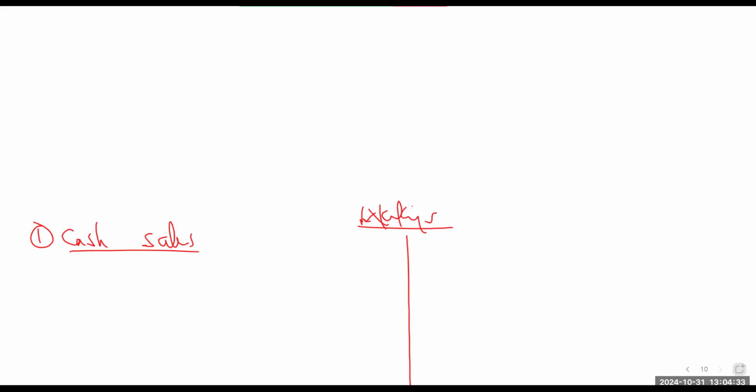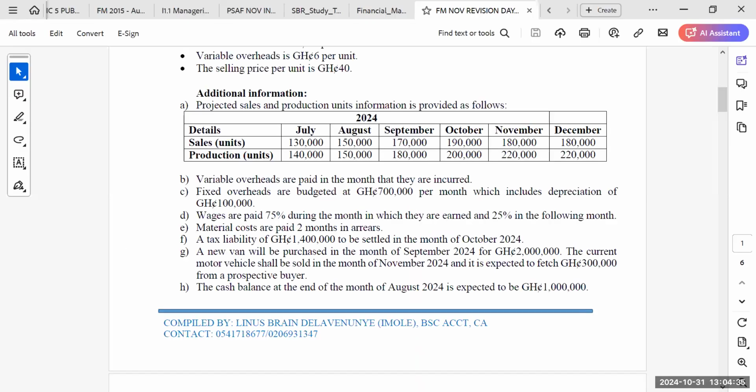Okay. So let's come to our workings somewhere here. So the workings, the first one, we need to know our revenue, isn't it? So I'll make this one cash sales as the first working. Let's just focus on those that we can do very easily and move on. So we are looking at the sales. We are starting from September, isn't it?